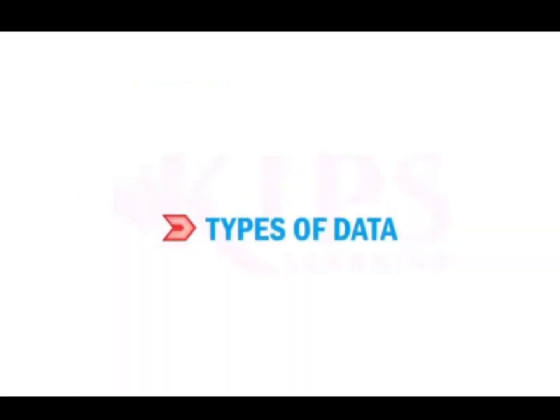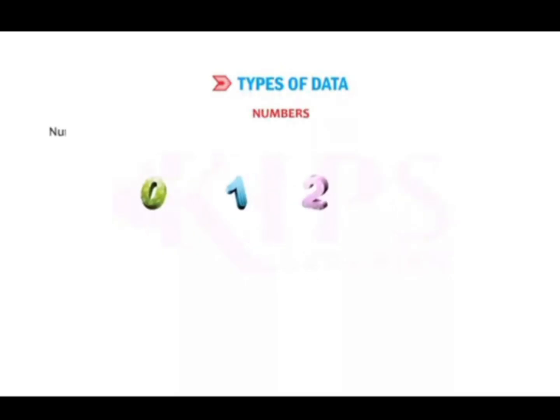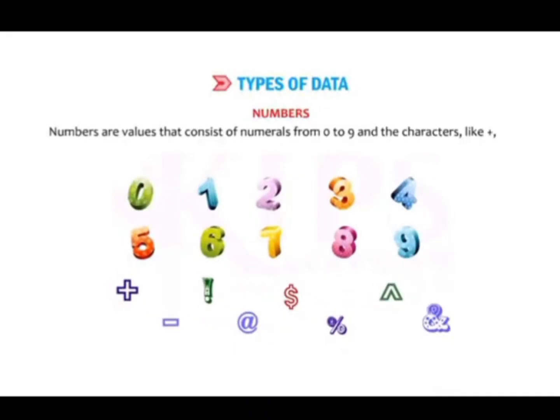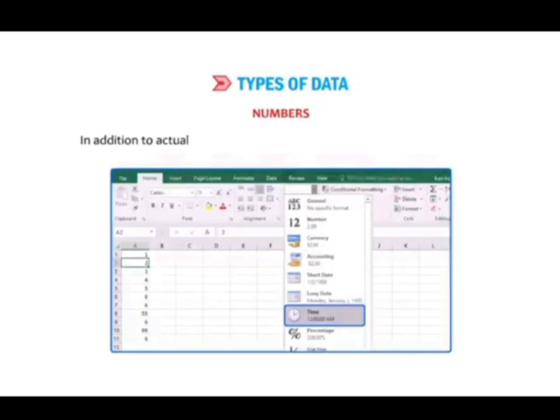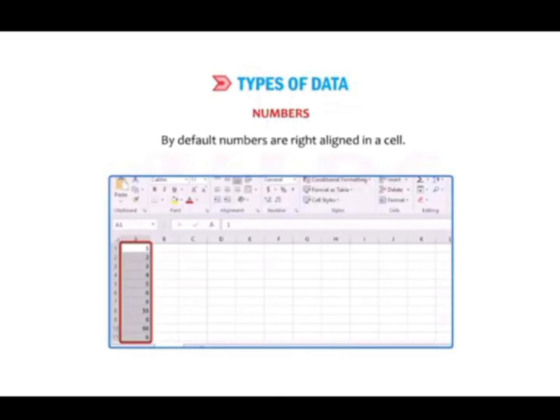Let us talk about various types of data now. Three types of data can be entered in a Microsoft Excel worksheet, which are as follows: numbers, text, formulae. Numbers. Numbers are values that consist of numerals from 0 to 9 and characters like plus, minus, exclamation sign, at, dollar, percentage, caret, etc. They can be used in calculation. In addition to actual numbers, Excel also stores date and time as numbers. By default, numbers are right-aligned in a cell.